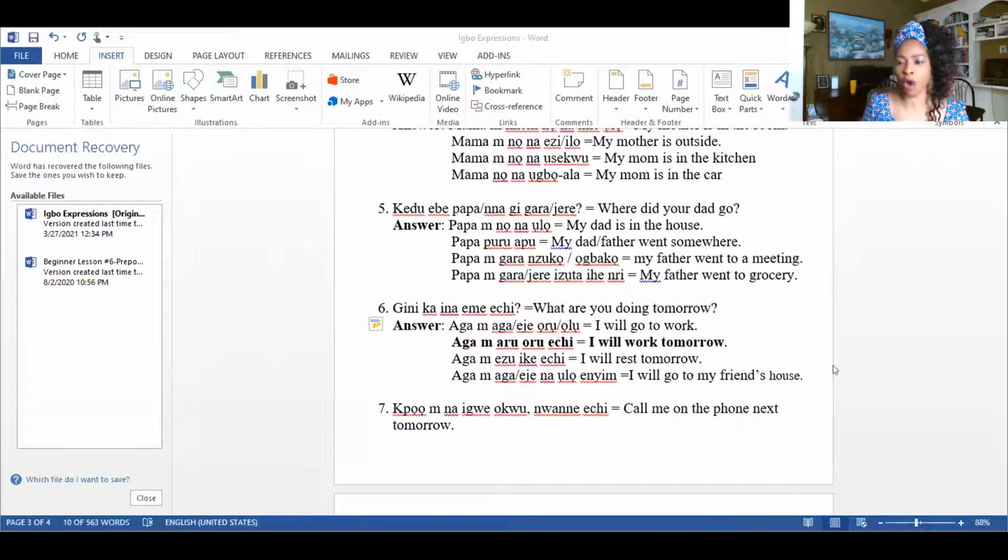Okay, agam alu olu echi means I will work tomorrow. All right, then agam ezuike echi. Agam ezuike means I will rest tomorrow. Agam aga or agam eje n'ulo enyim. I will go to my friend's house.